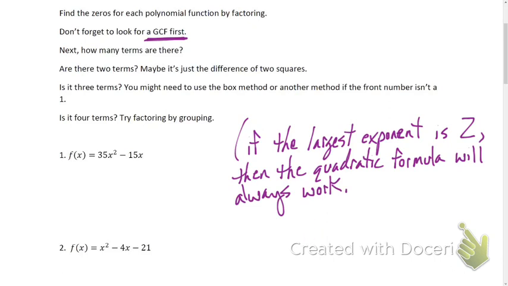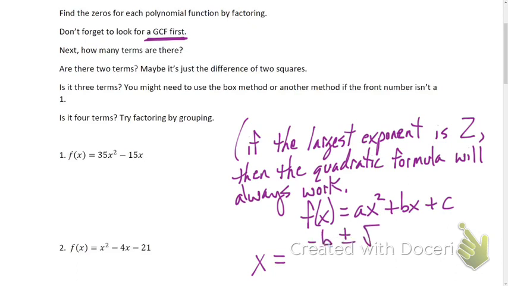So let's use f of x. Given this scenario, we have a number in front of x squared, a number in front of x, a number by itself. The quadratic formula is negative b plus or minus the square root of b squared minus 4ac, all over 2a. All right, I'm going to erase this. And we're going to factor. So I'm just giving you another option instead of factoring.